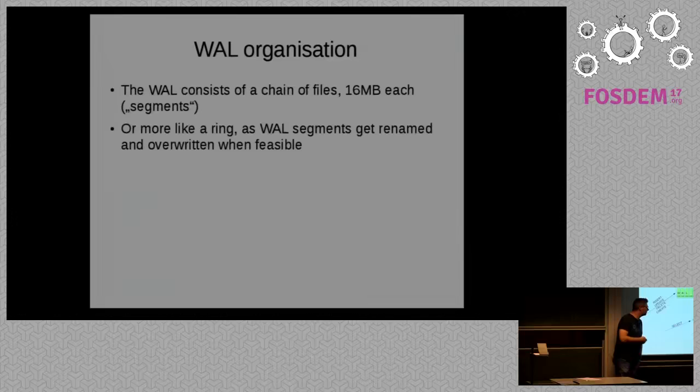16 megabyte segments. It's actually not a chain of segments. It's more like a ring that can also grow and shrink again. So whenever a checkpoint happens, actually when two checkpoints have happened, the database will start recycling WAL segments. So they get overwritten, or actually they only get renamed, and then the checkpointer will write to them. Checkpointer?